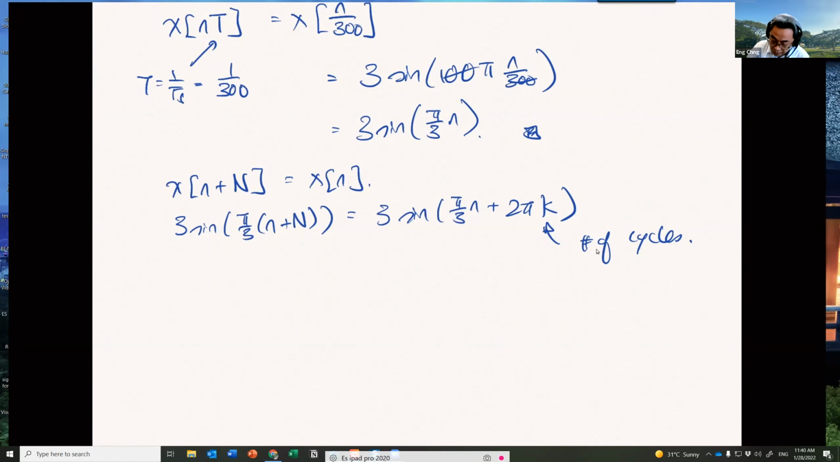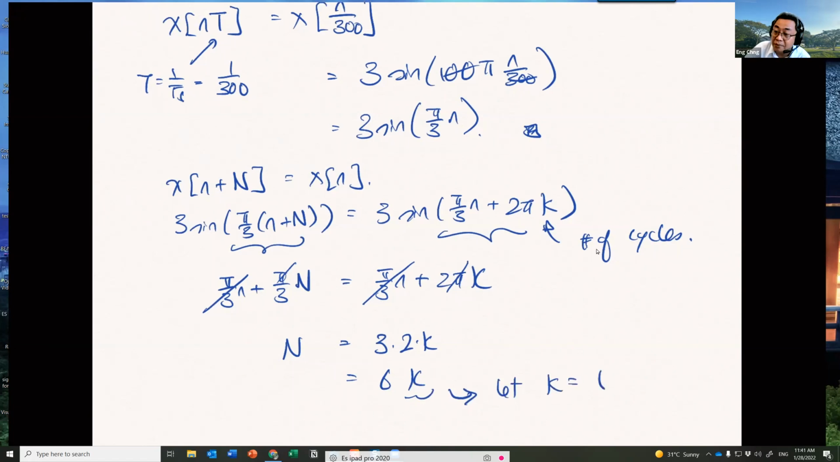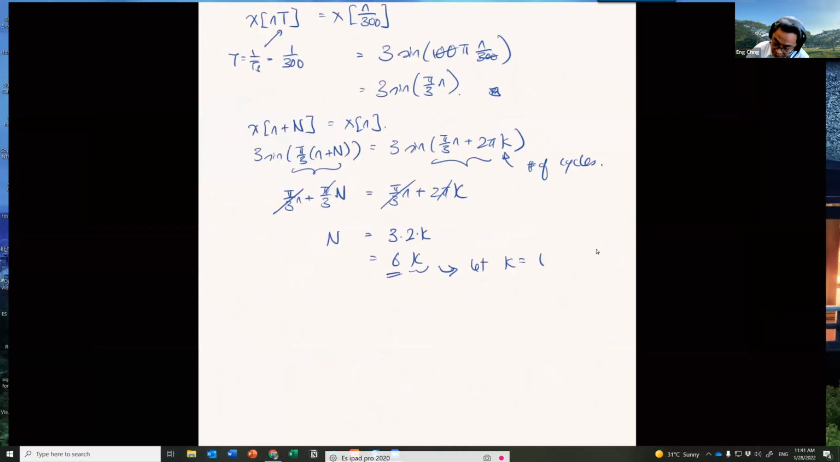All right. Now, all we are doing is we need to expand these, and we have pi 3n plus pi 3N equals pi 3n plus 2 pi k, and then of course pi goes away, and then we have N equals 3 times 2k. And here we get 6k, and we let k equal 1, because k must be an integer. By letting k equal 1, we get the fundamental period. Fundamental period is 6. Number of samples is equal to 6. That's the answer. So N equals 6 is the answer.